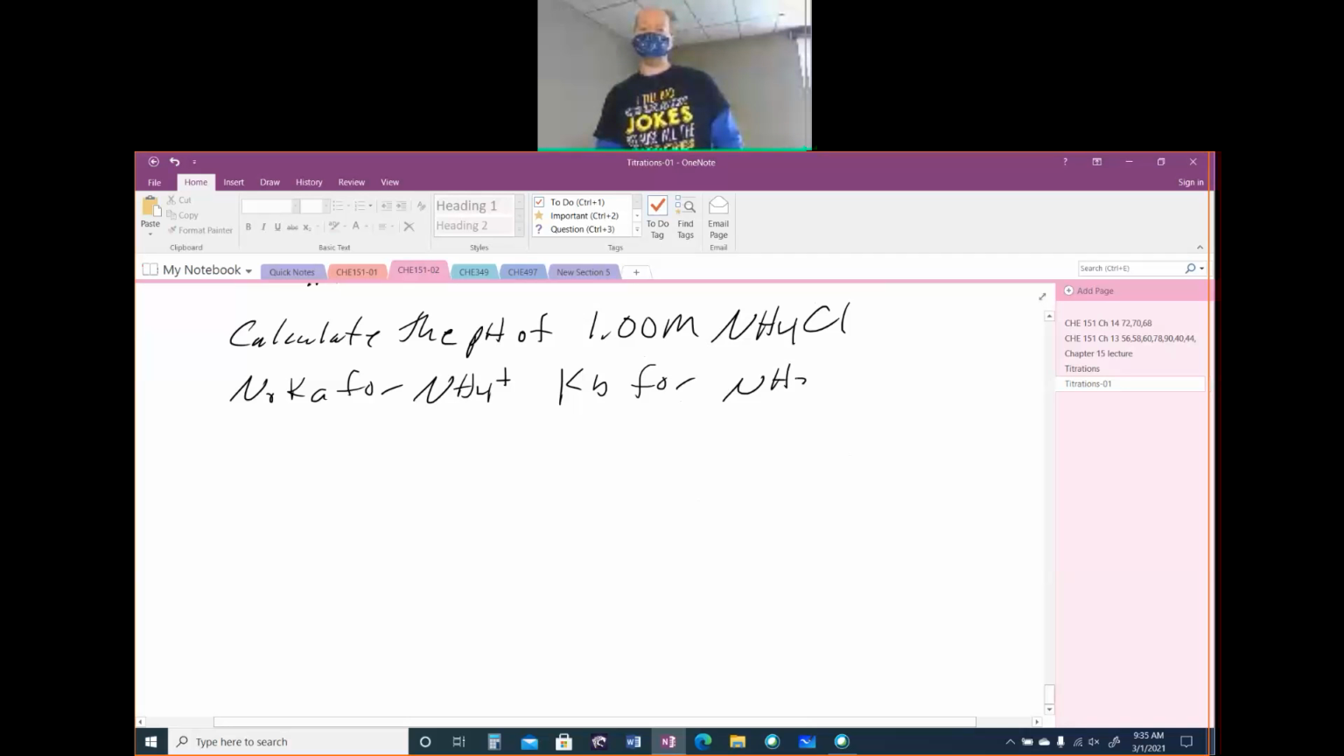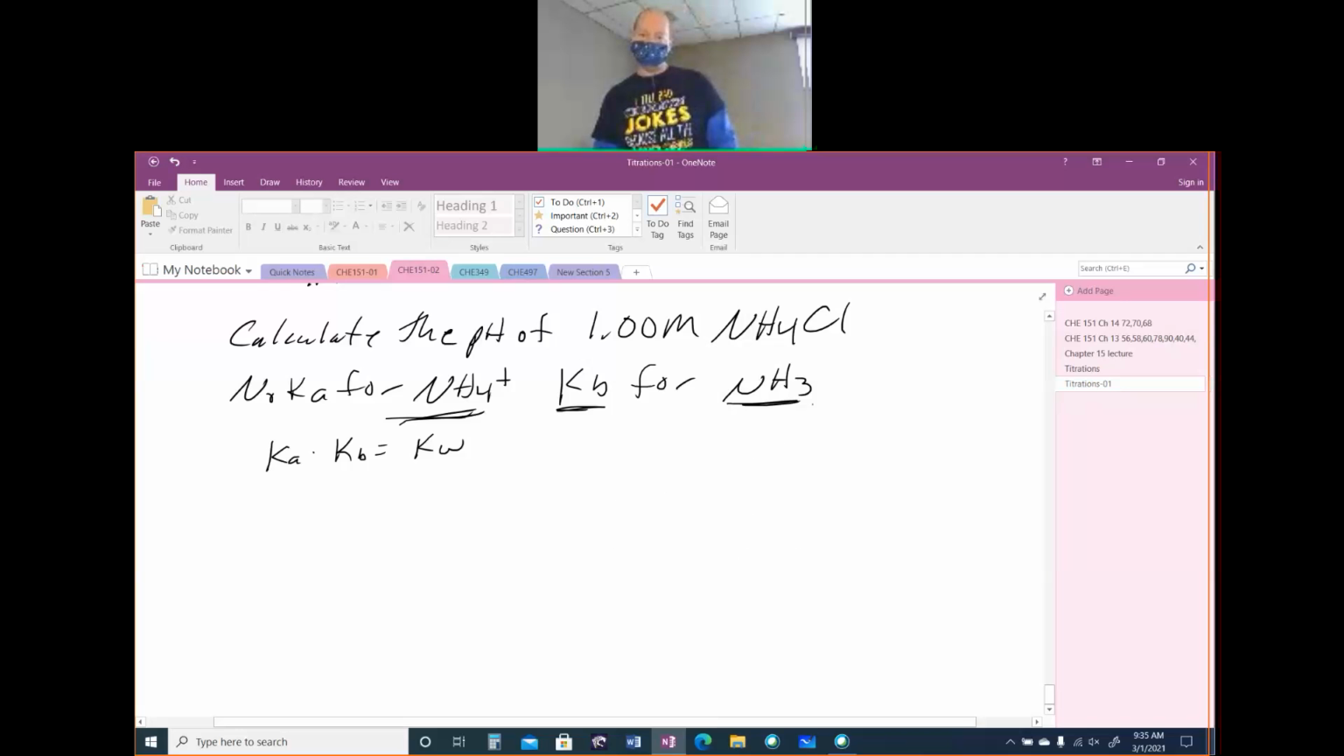All right, so many people will quit as soon as they can't find the Ka for NH4 plus. They say, no, I can't do this problem, there's not enough information. Well, there is enough information. There is the Kb chart that has the NH3. So you must know that Ka times Kb is equal to Kw. So you don't need both the Ka and the Kb. You need one or the other for this conjugate acid-base system.